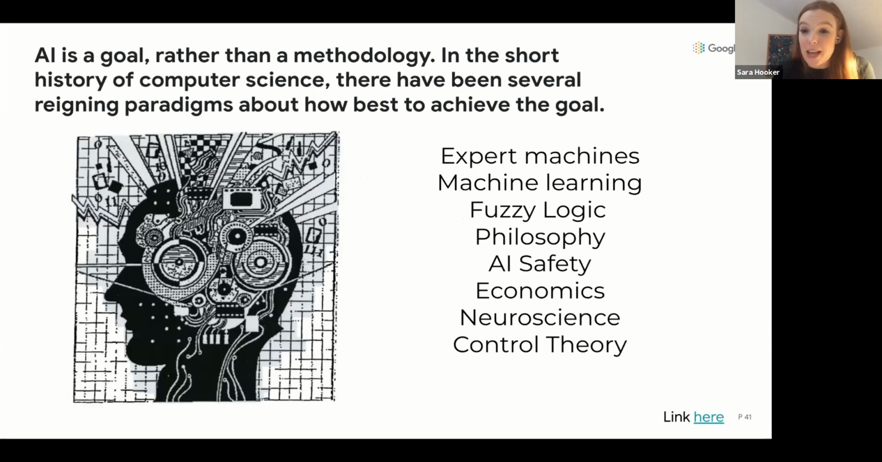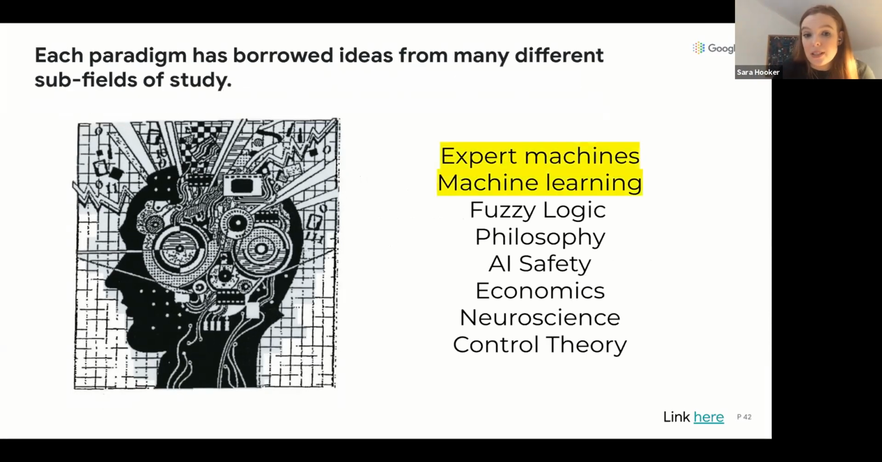So perhaps you've gathered from this conversation that AI is a goal rather than a methodology. In the short history of computer science, there have been several reigning paradigms about how best to achieve that goal. So today we're going to talk about two. And the main reason is that, much like the length of computer science history, which is quite short, understanding the transitions between the two will help you understand how short the history is, as well as how many open problems remain to be solved.